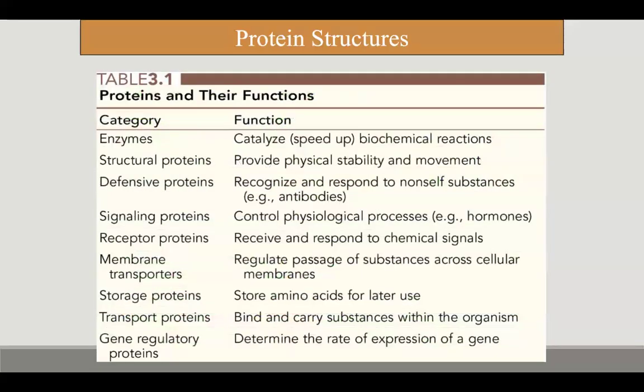So these are all the different proteins that can be found in our body. I would say definitely memorize each of the proteins and their basic functions rather than what specific enzymes. For now, definitely memorize what the categories are and their functions as well.